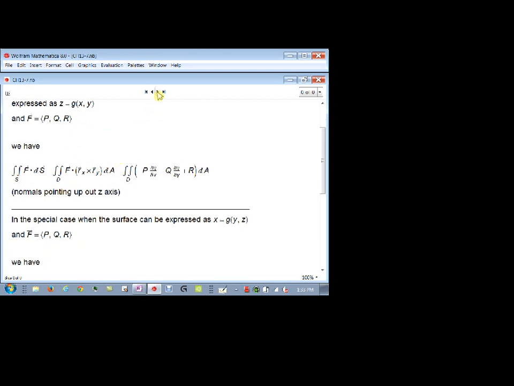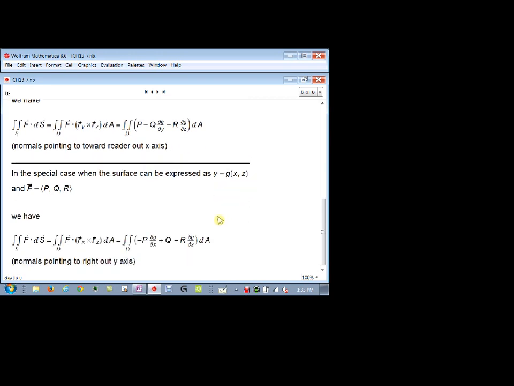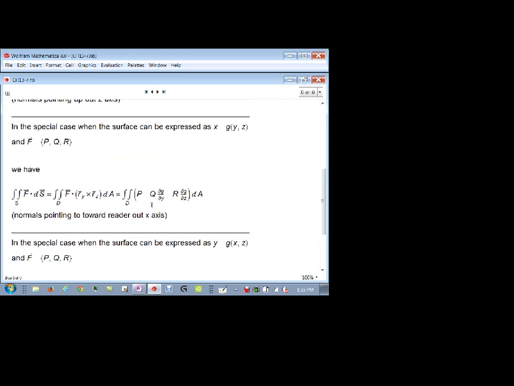Next, look at this one. What if your surface can be written where x is a function of y and z? Now, if you look at your notes, is the formula that you have the one that's up on the board? I had put, oh yeah, no, it's the last one that was off. Never mind. The middle one matches up with what you have in your notes, right? P minus Q partial g with respect to y minus R partial g with respect to z.